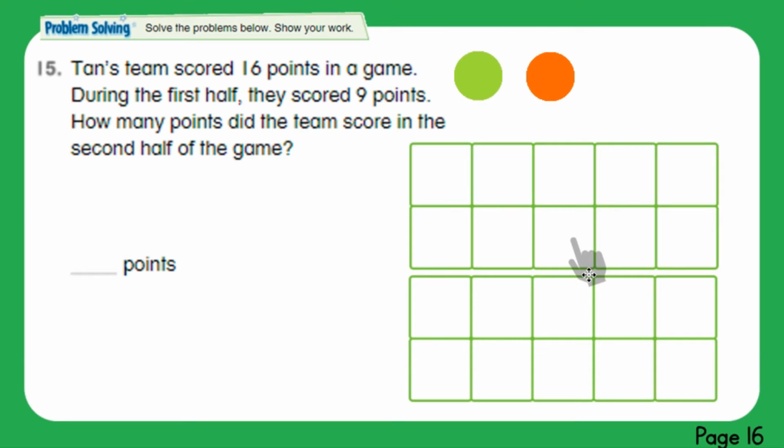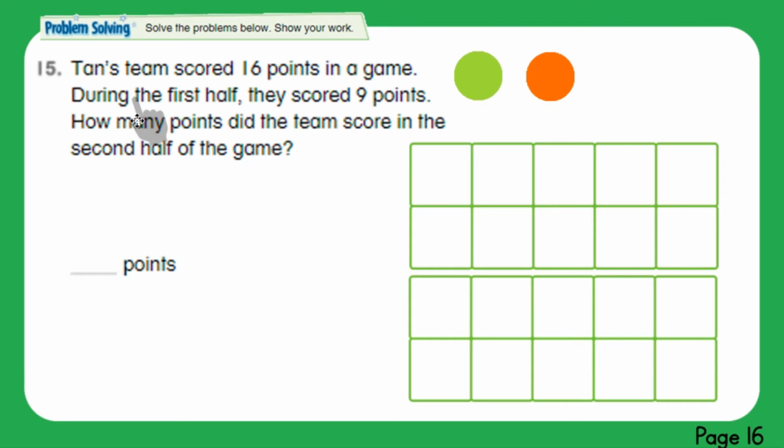in the first half. Now what they're asking us is how many points did the team score in the second half of the game? So if we have 9 here, we are going to add some more counters here until it becomes a total of 16. Then we are going to count the second counters and see how many points they scored in the second half of the game.